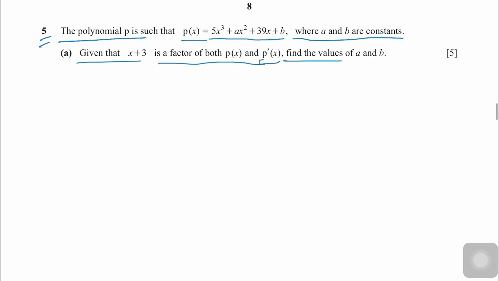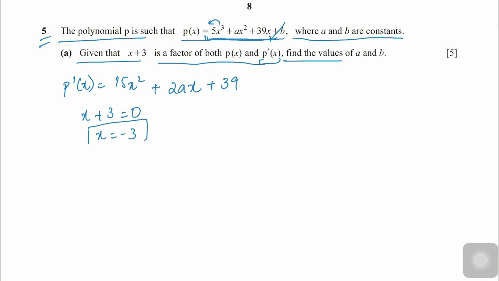Now it's easy if we calculate the differentiation of p, because when we calculate the differentiation of p, this b is cancelled out. We'll be having only a single unknown, that is a. So let's calculate the differentiation of p of x. So this would be 15x squared plus 2ax plus 39. And since x plus 3 equals 0 is a factor, we'll be substituting x equals negative 3 over here. So we'll be getting the answer as negative 3 squared is 9. This is negative 3. This is positive 39 equals 0, since this is a factor.